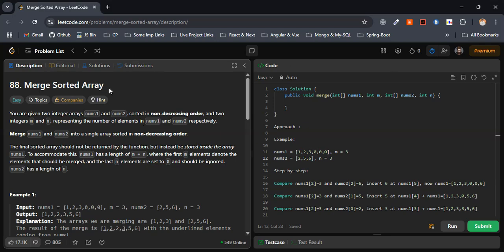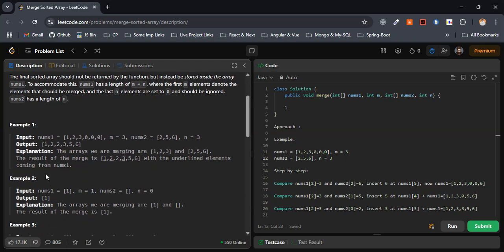Hello everyone. Today let's solve problem number 88, Merge Sorted Array. What the question states here is that we are given two sorted arrays, right? You can clearly see we have been given nums1 and nums2. We are given two sorted arrays, nums1 and nums2, with m and n valid elements respectively.